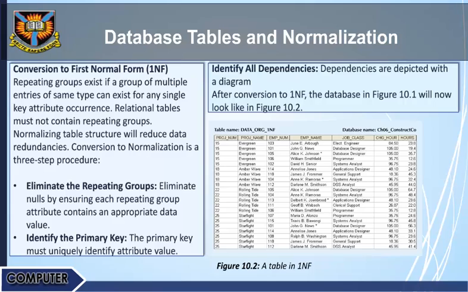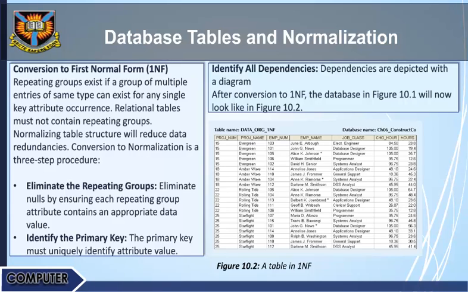Eliminate the repeating groups. Eliminate nulls by ensuring each repeating group attribute contains an appropriate data value. Identify the primary key. The primary key must uniquely identify attribute value. Identify all dependencies. Dependencies are depicted with a diagram.